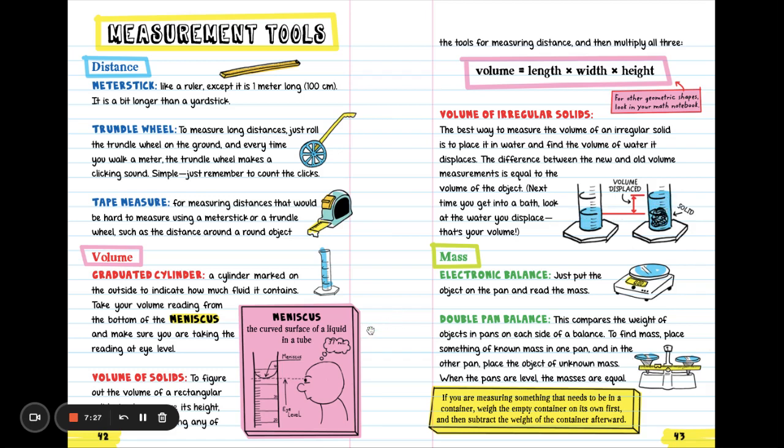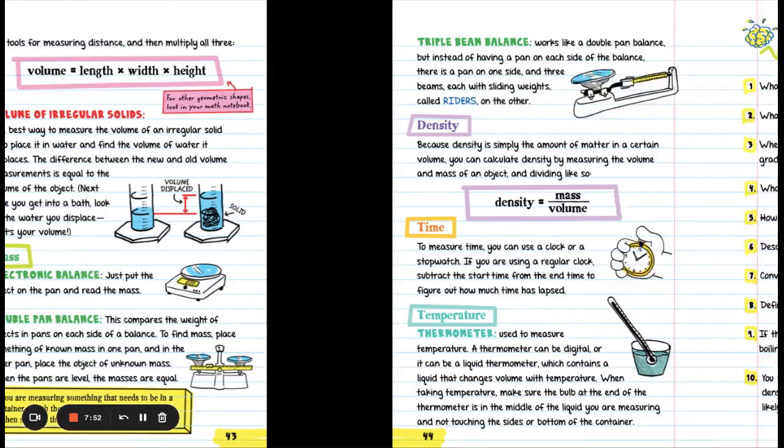Mass, electronic balance. Just put the object on a pan and read the mass. Double pan balance. This compares the weight of objects in pans on each side of a balance. To find mass, place something of known mass in one pan, and in the other pan, place the object of unknown mass. When the pans are level, the masses are equal. If you're measuring something that needs to be in a container, weigh the empty container on its own first, and then subtract the weight of the container afterwards.